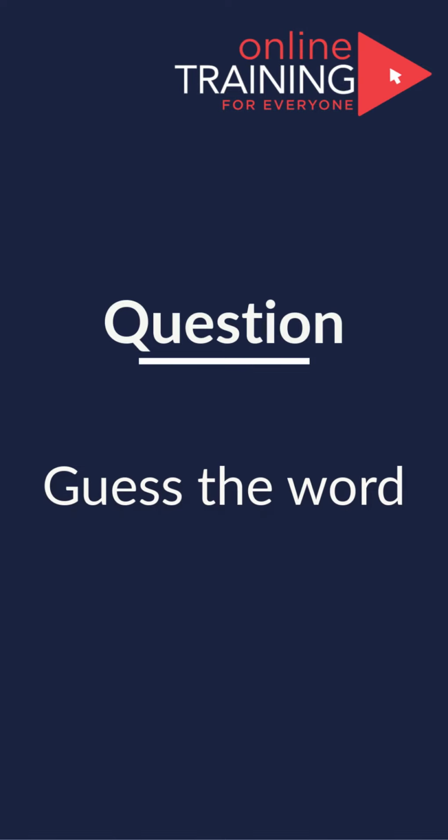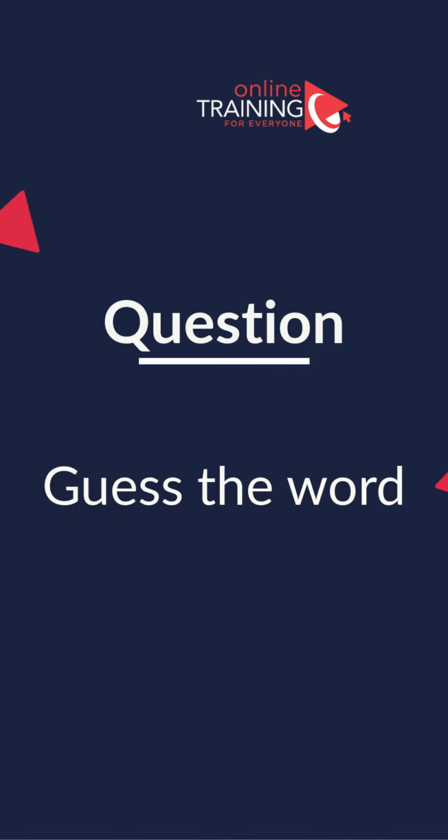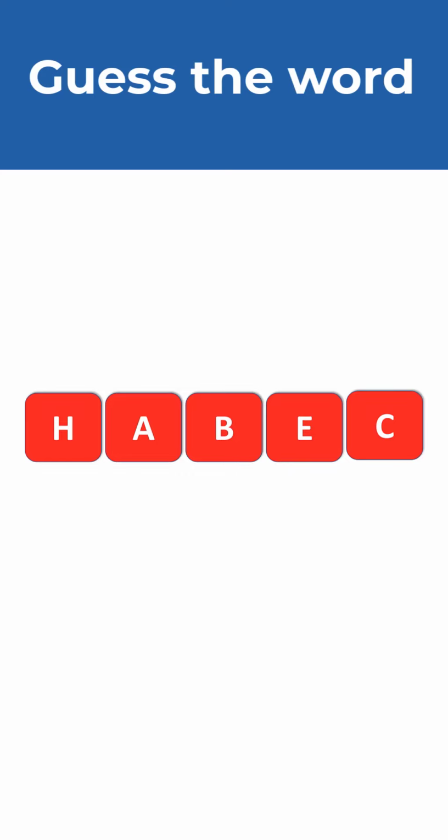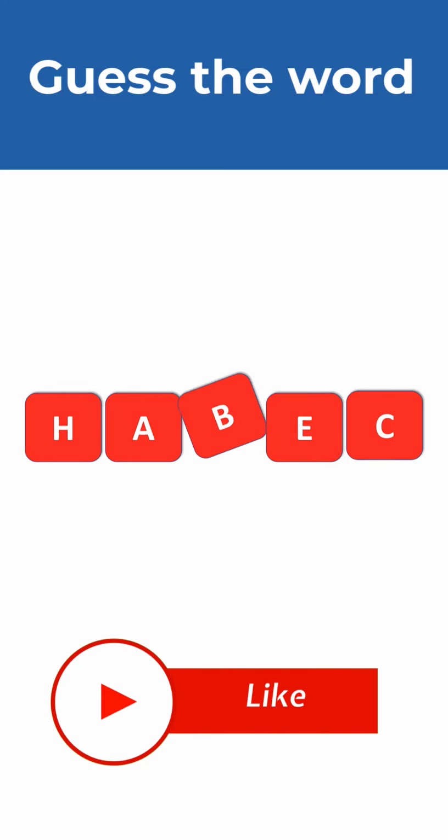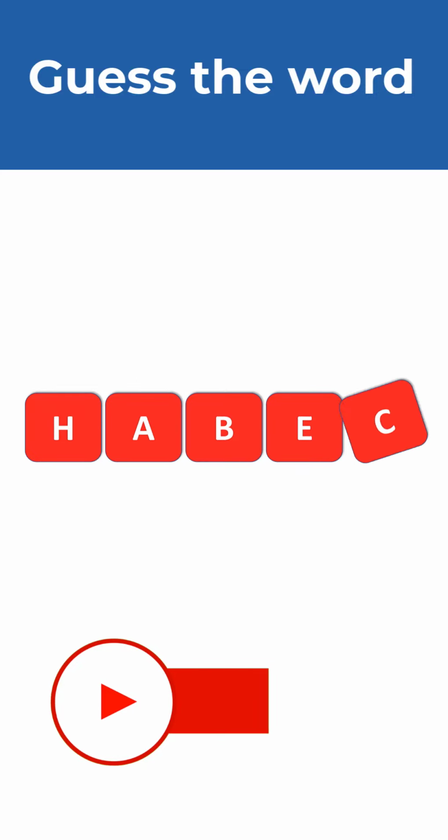Here's an interesting question from the recent test. You need to figure out the word from the 5 letters you see on the screen. The letters are H, A, B, E, and C. Do you see the word?